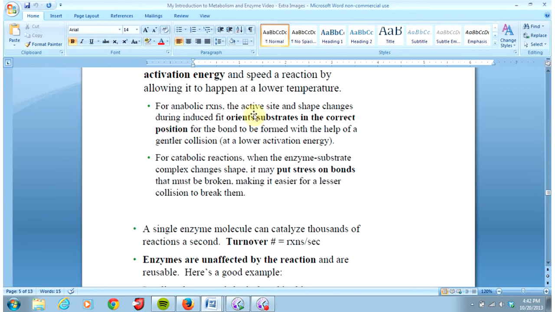We also discuss it up here in the anabolic reactions. The shape of the enzyme will change due to induced fit. So once the two substrate molecules bind, the enzyme is going to change shape slightly to hold them better, and it's going to put them in a position to bond with each other.